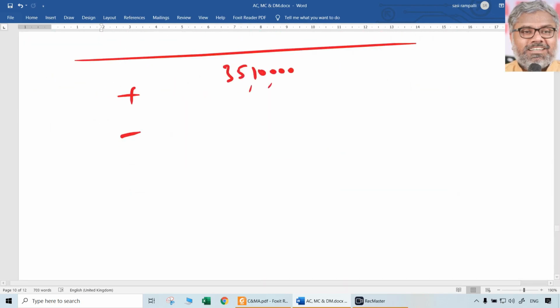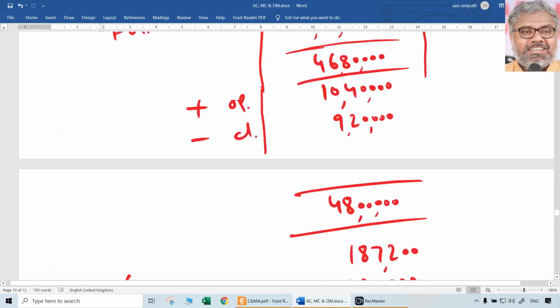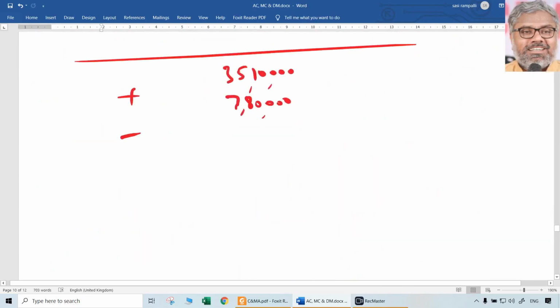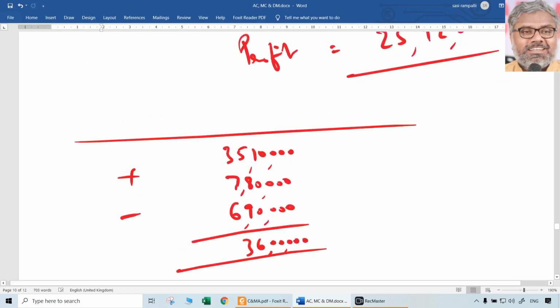That comes to 7,80,000. Then 15 into closing stock 46,000 comes to 6,90,000. Only variable cost we are taking. So 35 lakhs 10,000 plus 780 minus 690 will be 36 lakhs. This is the variable cost, we can say, manufacturing cost.